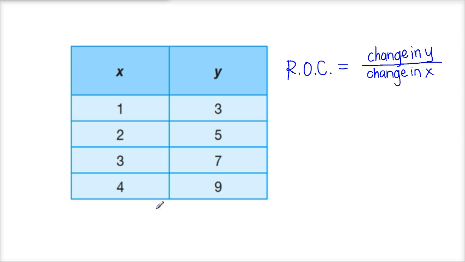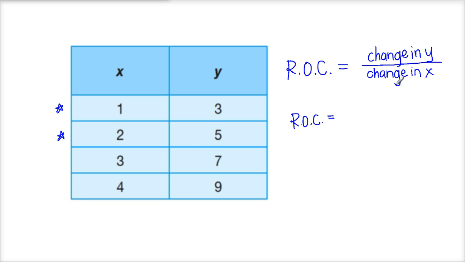So here's our first example, and remember, in this table, each line represents a point on my graph. So in order to find the rate of change, I'm going to find 2 points, and it doesn't matter what 2 points you choose. I usually just choose the top 2 because they're easiest, and we're going to see how y changed and how x changed from one point to the next.